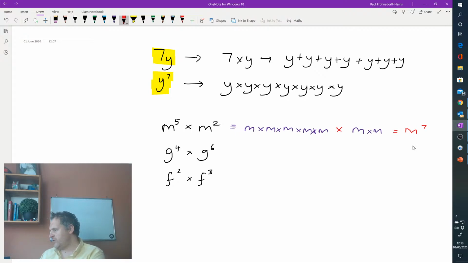But while you're learning, if you just said the answer was m to the power 7, which is fine, my first question to you would be why. So, for example, when Eddie wrote the answer m to the power 7, my first response to Eddie would be why. Or when you write, so in the next one, Eddie has written g to the power 10.